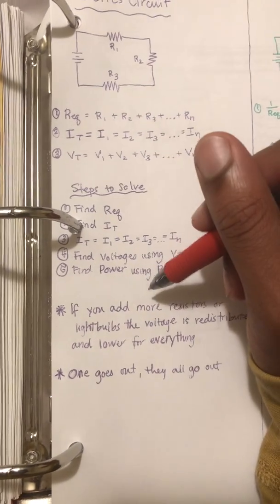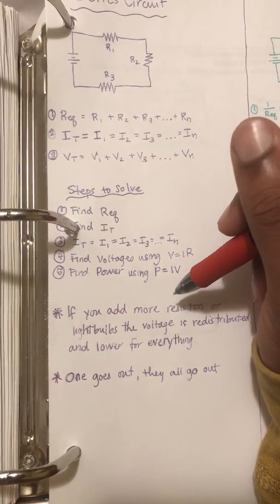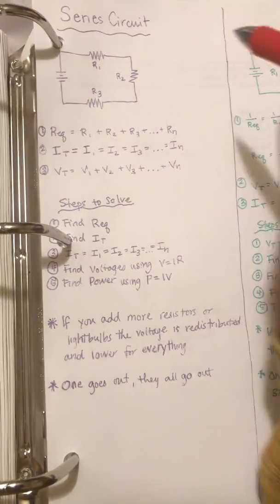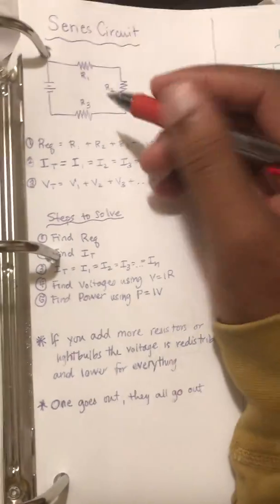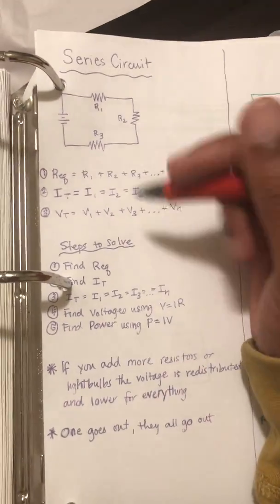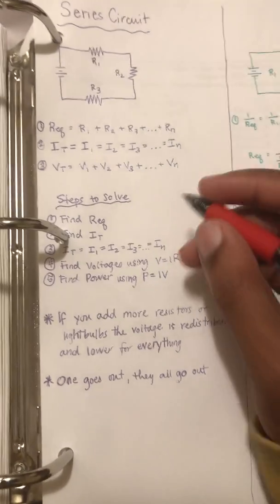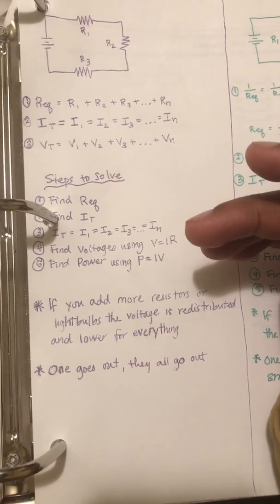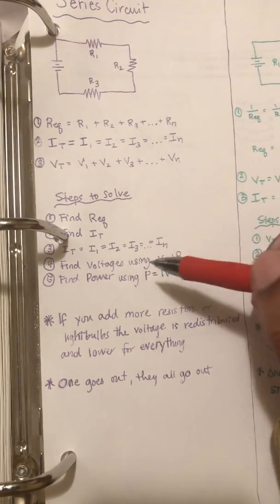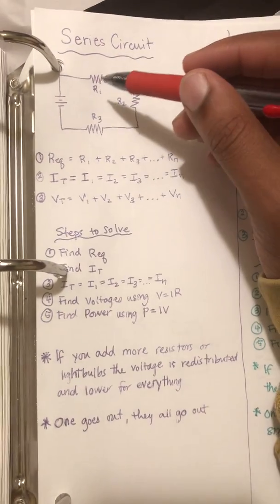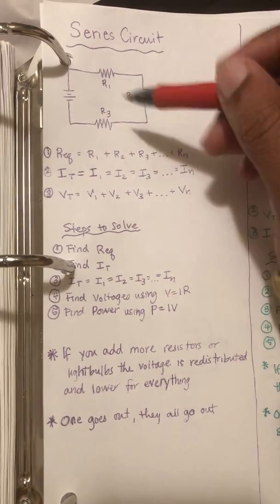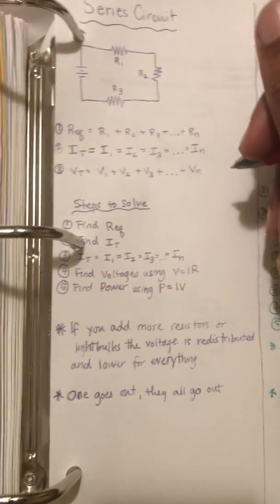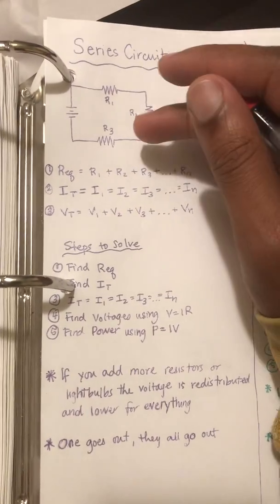Now, if you add more resistors or light bulbs in a series circuit, remember, since the voltage is split, if you add another resistor or another light bulb, it's going to be split even more. So the brightness is going to go down. And another thing is, if one of the light bulbs goes out or one of the resistors is broken, this whole circuit will be broken. All the light bulbs will go out. So that's true about a series circuit.